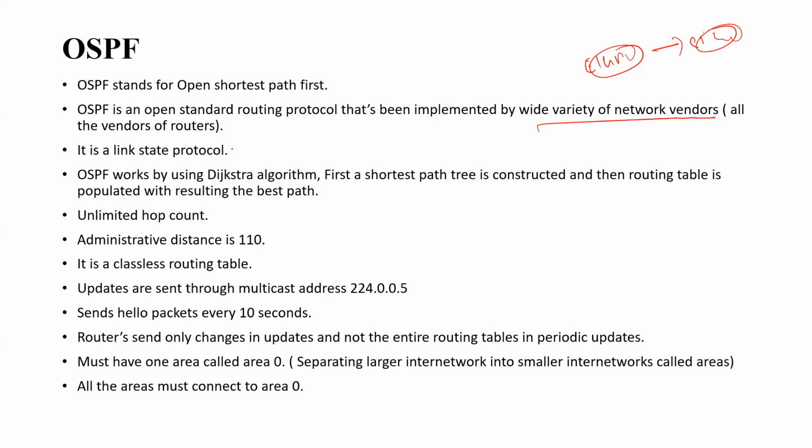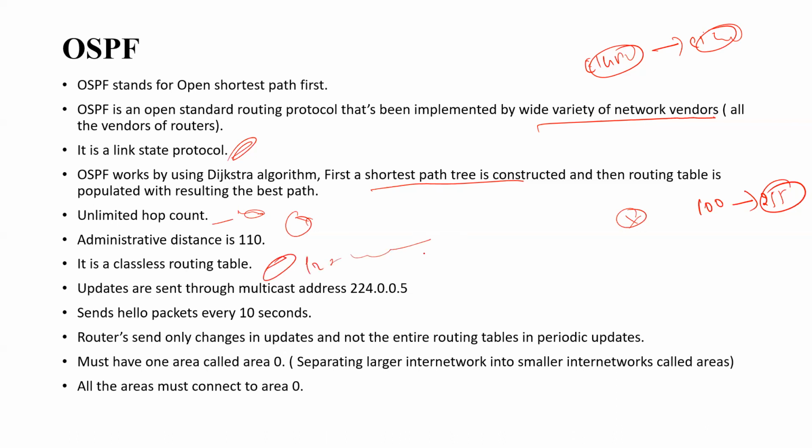This is a link state protocol. It will choose the best path based on the distance, and here the hop count is unlimited. Between source and destination there can be n number of hops. But in the case of EIGRP, the default is 100, and if you want to increase it, we can increase up to 255. It is classless again, so we can use n number of prefix lengths, /27, /26, like that.